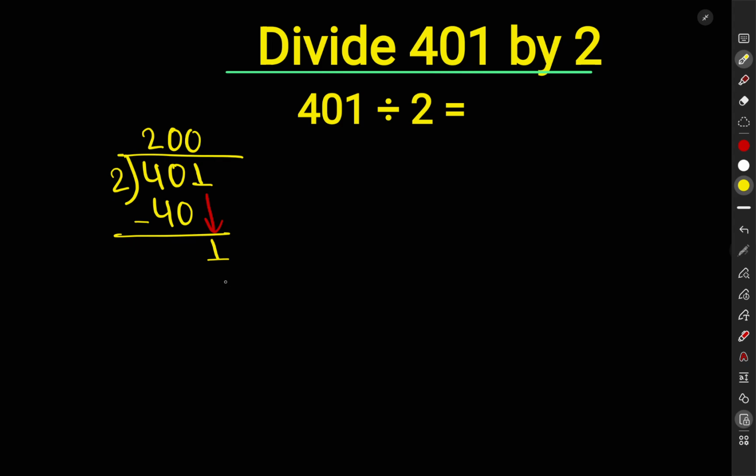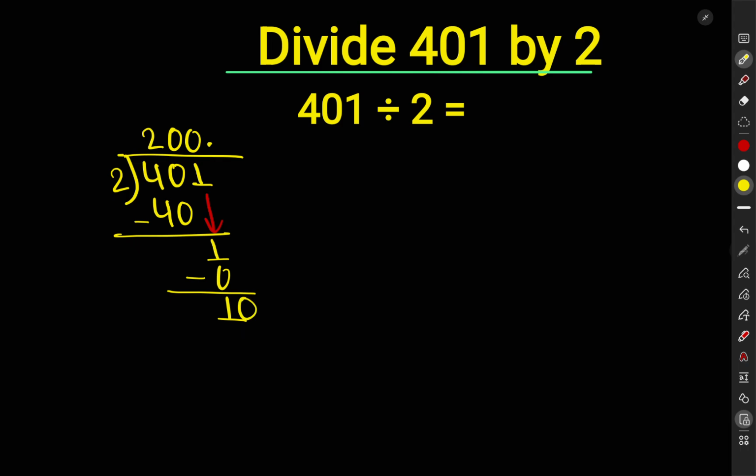So 2 times 0 means 0. On subtracting we get 1. So now this 1 is less than 2 and there is no other number beside. So we put here decimal so that we take 0.